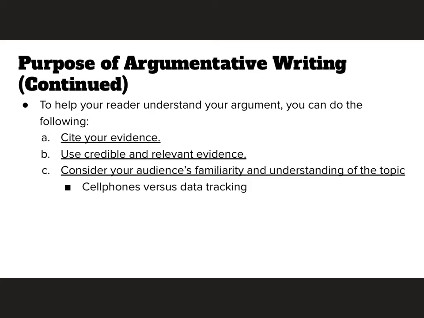Let's talk about some of the ways that you can get your reader to understand your argument. You can do this by doing the following. Number one, you can cite your evidence. Number two, you can use credible and relevant evidence. You want to use credible and relevant evidence because if you're just bringing out crazy theories that have nothing to do with what you're talking about, your argument is not going to be understood and it's not going to come off as reputable or strong. Lastly, consider your audience's familiarity and understanding of the topic. You probably don't have to tell your audience what a cell phone is, but if you're talking about data tracking, maybe you do want to provide a definition.